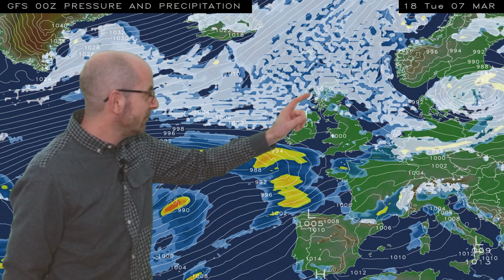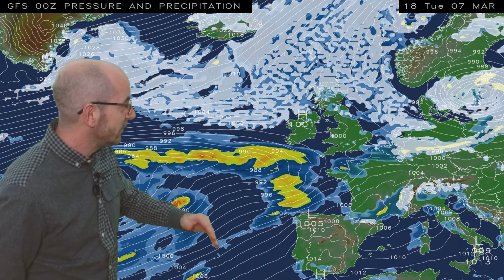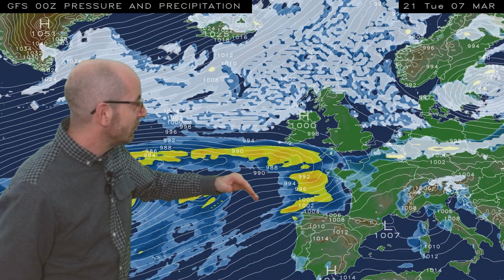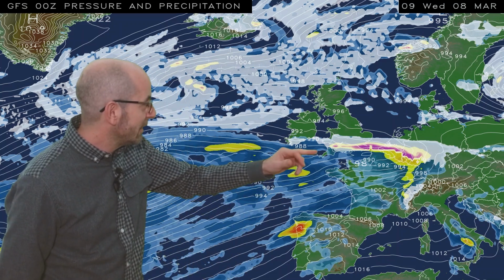The white shading in the north indicates snow showers, but it's to the southwest that I think we need to be looking because there's milder air, outbreaks of rain, and in the short term, those push northeastwards, track across southern Britain, bump into the cold air, and turn to sleet or snow. There is some uncertainty about their northern extent and just how much snow will be falling, but I will take a look in a little bit more detail later.